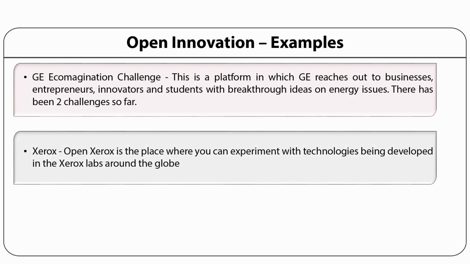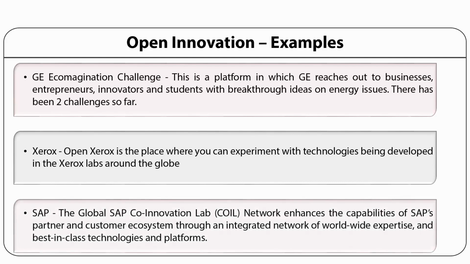Another example is from Xerox. Open Xerox is the place where you can experiment with technologies being developed in the Xerox labs around the globe. The next example is from SAP. The Global SAP Co-Innovation Lab, also known as COIL, network enhances the capabilities of SAP's partner and customer ecosystem through an integrated network of worldwide expertise and best-in-class technologies and platforms.